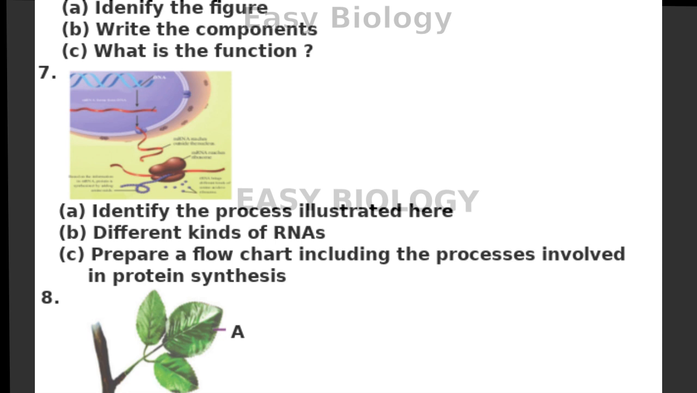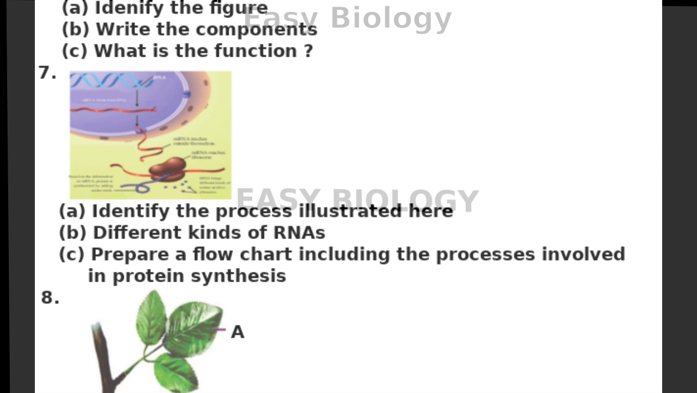Question number 7. A. Identify the process illustrated here. Answer: action of genes or protein synthesis. B. Different kinds of RNAs. There are 3 kinds of RNAs. They are mRNA, tRNA, and rRNA.